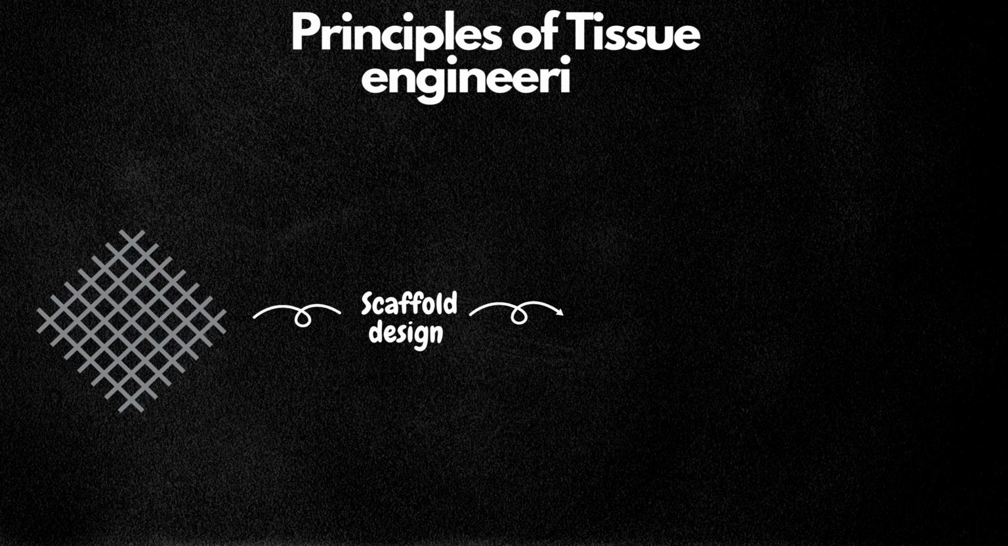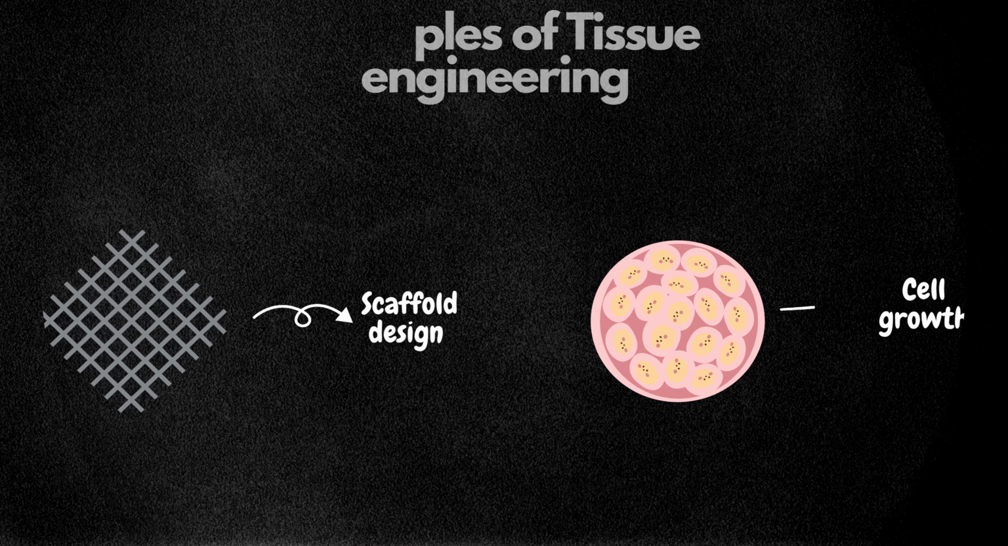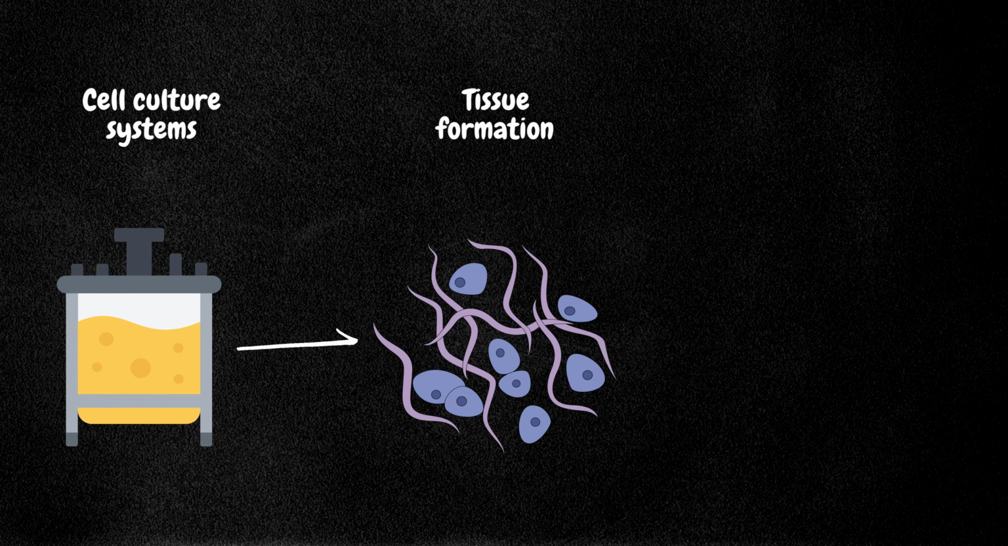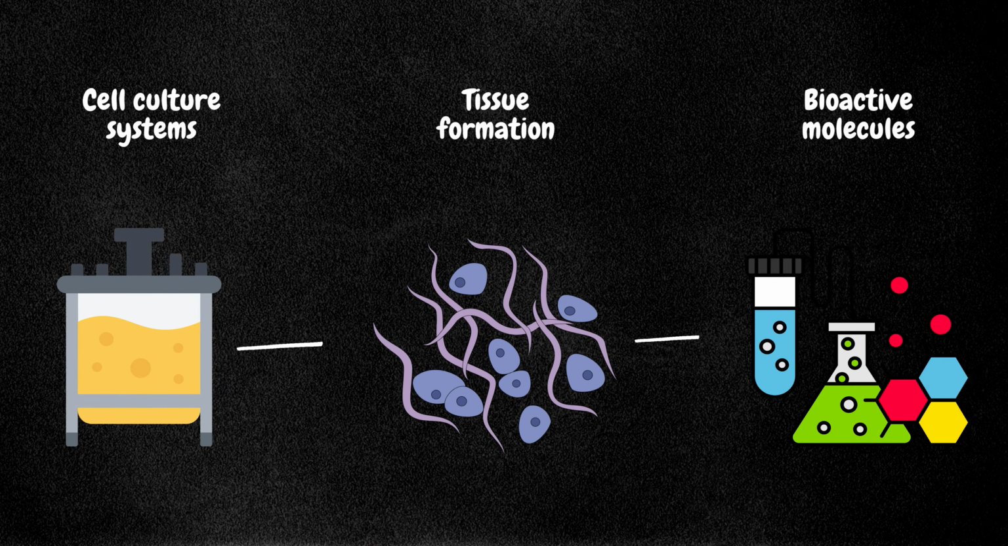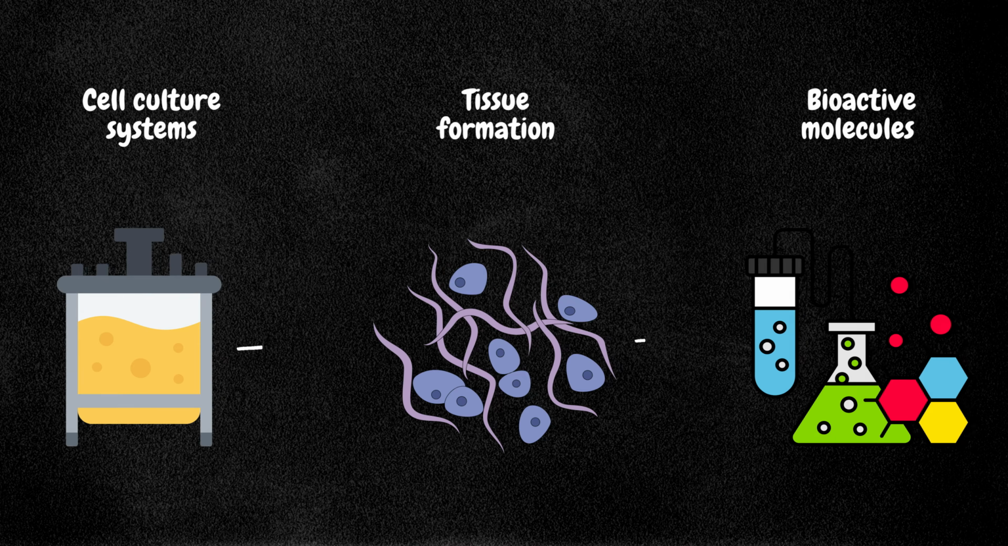The core principles of tissue engineering are scaffold design that provides structural support for cell growth, cell culture systems that encourage tissue formation, and bioactive molecules to regulate cell behavior and tissue development.